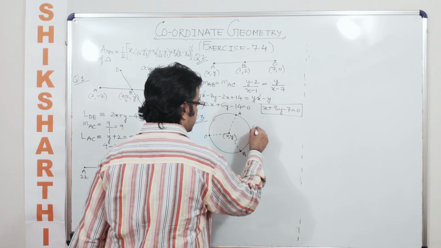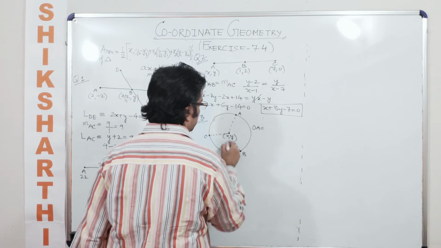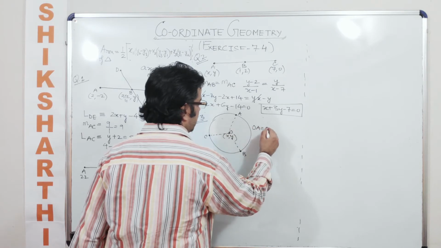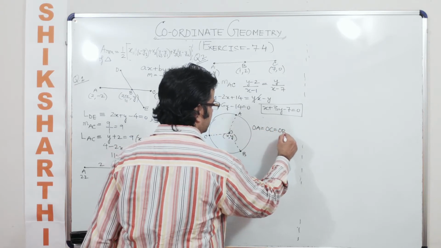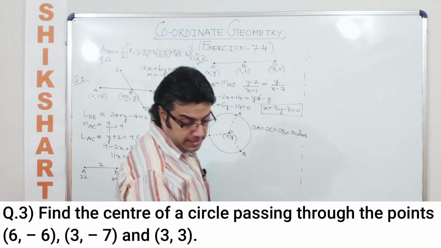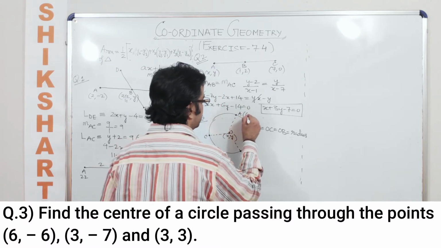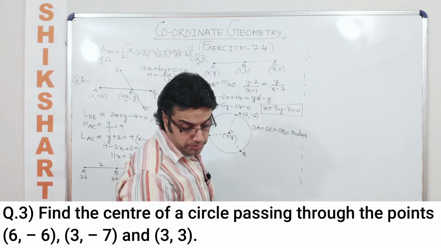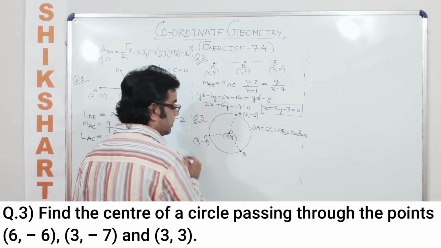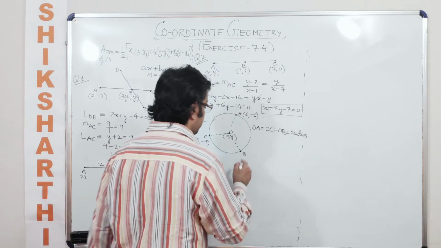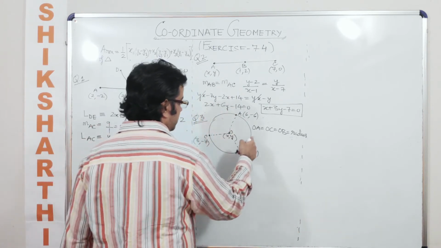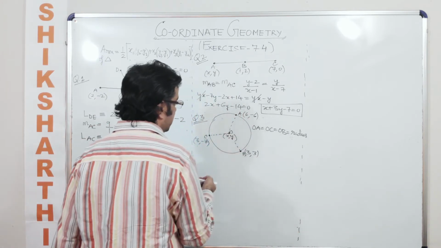Before I begin, if I put the center point as O, can I say OA is equal to OC is equal to OB, which is nothing but the radius of this circle? Do I know the points ABC? Yes: 6 comma minus 6, followed by 3 comma minus 7, followed by 3 comma 3. So I just need to find the distance using the distance formula.